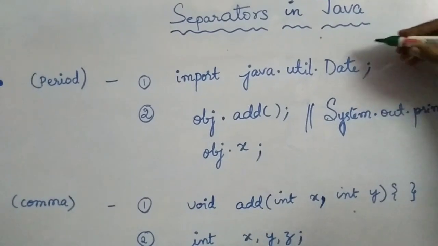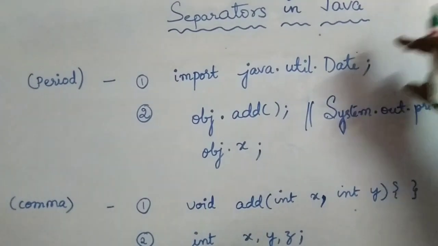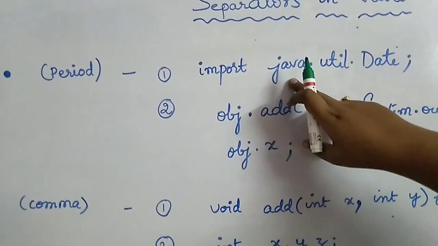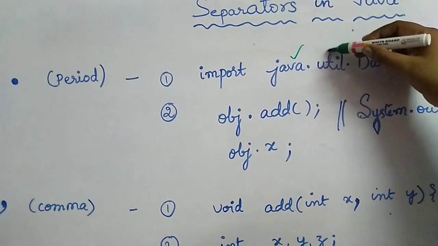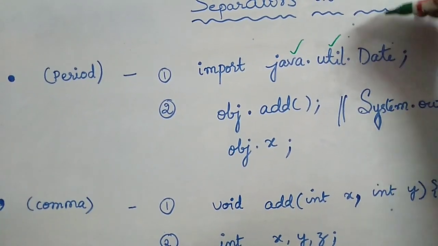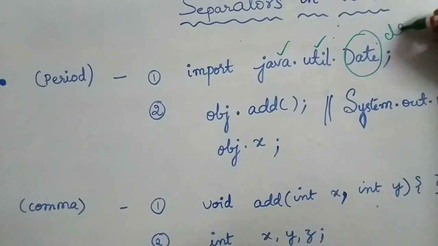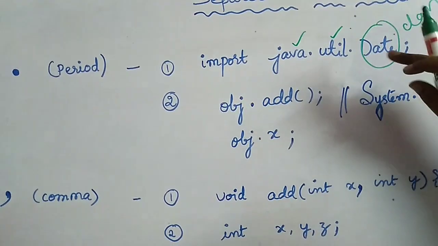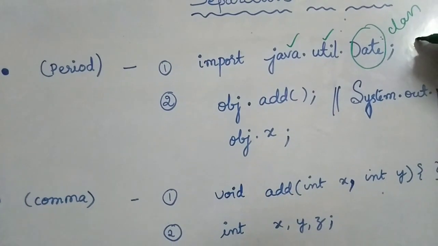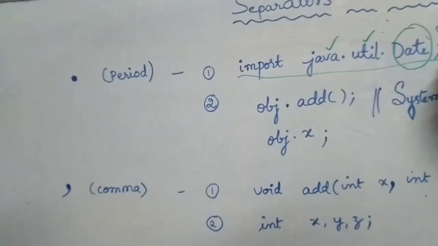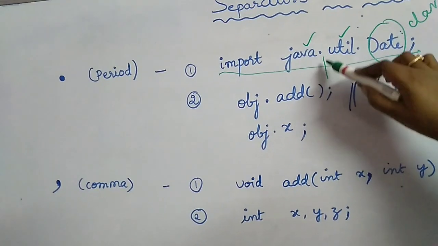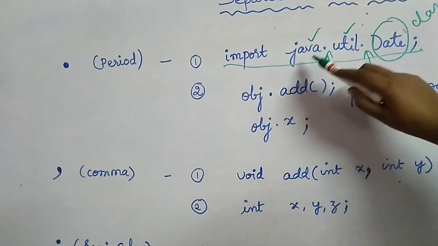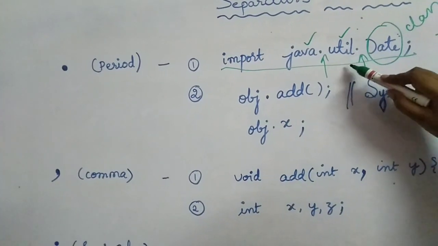If you want to use the date class inside your program, you have to import this date from the package. This is the main package, wherein there is a sub-package called util, and inside the sub-package util there is the date class. So this is the class, this is the sub-package, and this is the main package. If you want to use date inside your program, you have to import it in this manner. So this dot or period is used to separate the sub-packages from the package and the class from the sub-package.